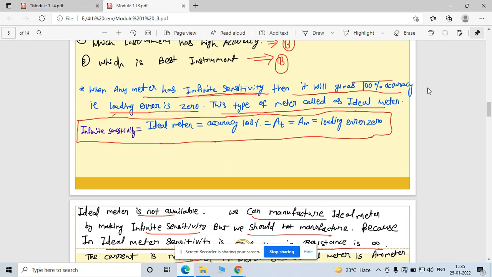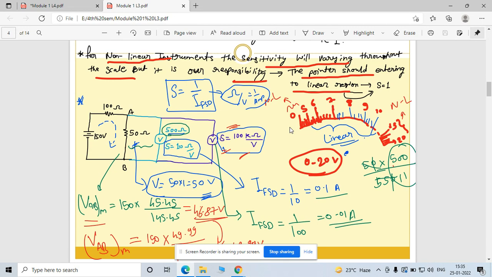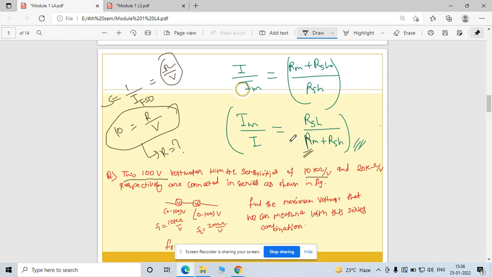So from this you can easily find out the value of R. In the previous class, when you find out the value of R with this 100 kilo ohm sensitivity, the R value is nothing but 5000 kilo ohm. So when you put this 5000 kilo ohm in parallel with this 50 ohm, then only you will get 49.999. So from the sensitivity itself, you are able to find the resistance.